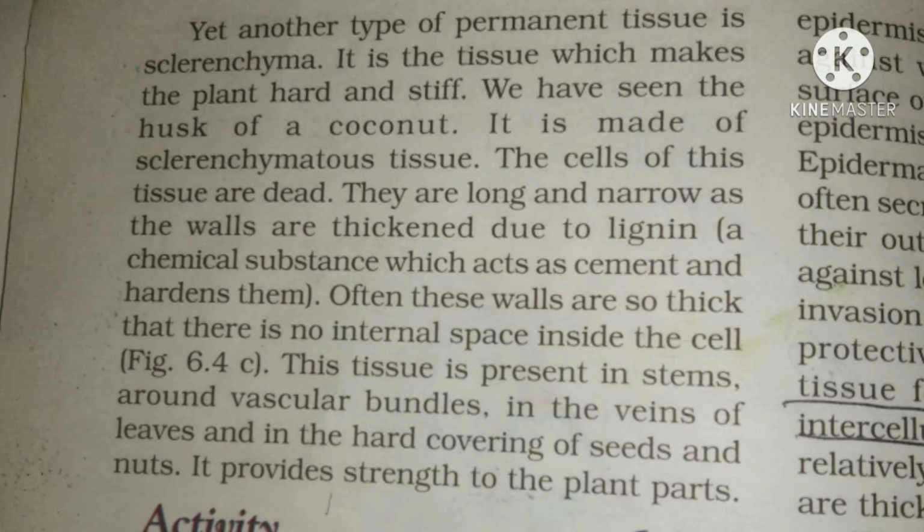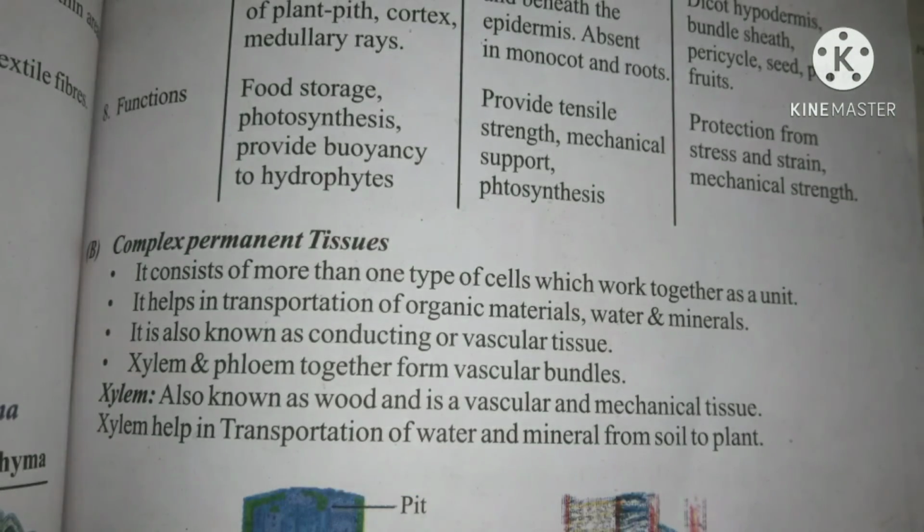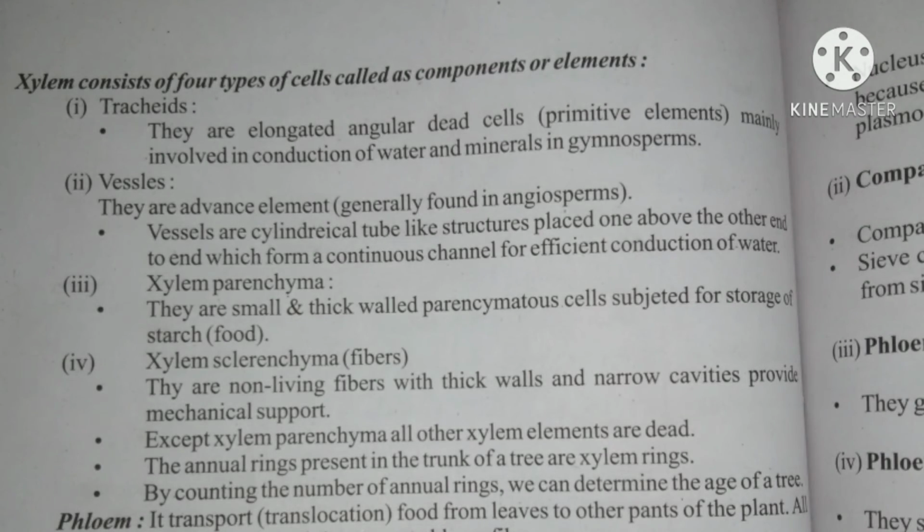Now the next type of permanent tissue is complex permanent tissue. Complex permanent tissues are those plant tissues which consist of more than one type of cells. Now complex permanent tissues is again of two types, xylem and phloem. Now first of all we will learn about xylem. Xylem consists of four types of elements.